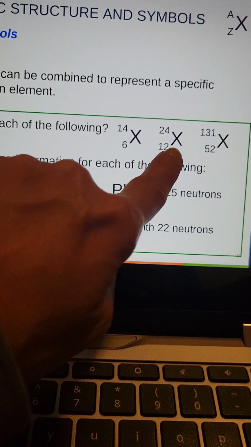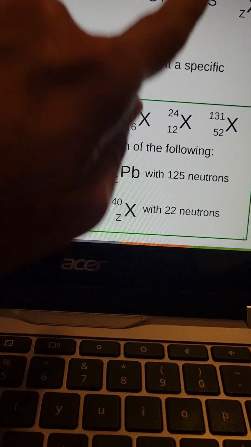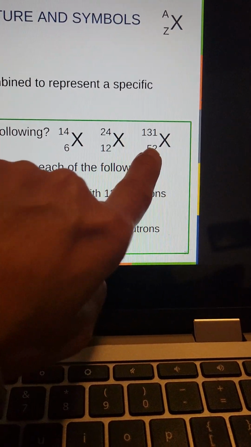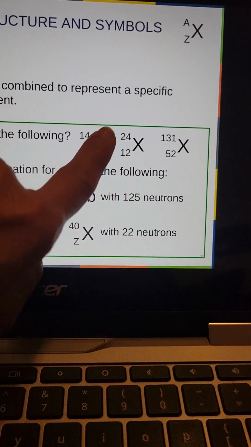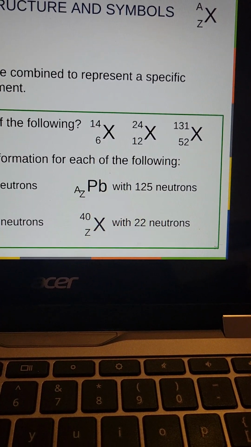We look up number 12, we look and see what number 12 is on the table. Whatever number 12 is, that's going to be our element. And then same thing, we look up what number 52 is. So the top number doesn't have anything to do with identifying what element it is. We just pay attention to the bottom number, the atomic number.